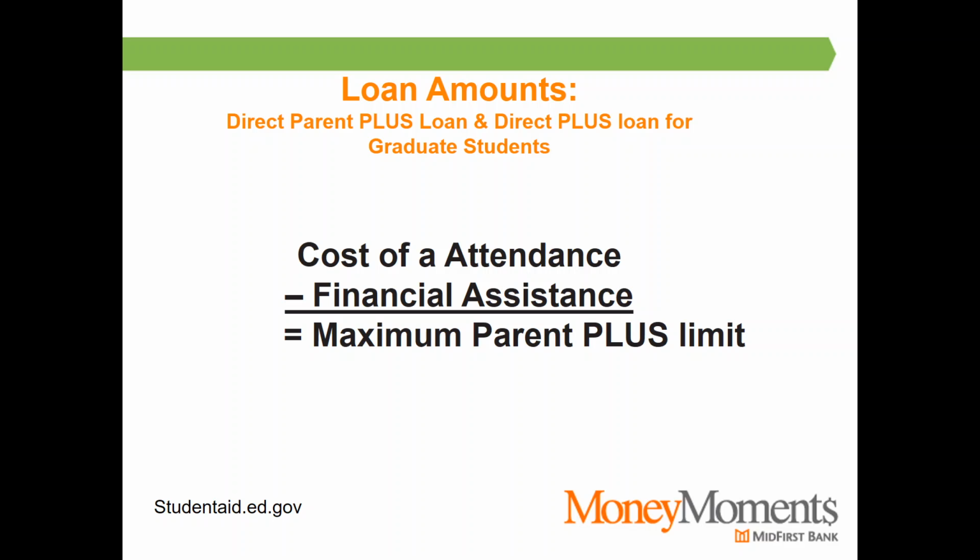In other words, if your student's cost of attendance is $46,000 and they have received a total of $13,000 in scholarships, grants, and other loans, then the maximum parent PLUS limit is the difference between those two numbers, or $33,000. Parents and graduate students can apply for the PLUS loan option at studentloans.gov. Approval for the PLUS loan depends on credit worthiness.